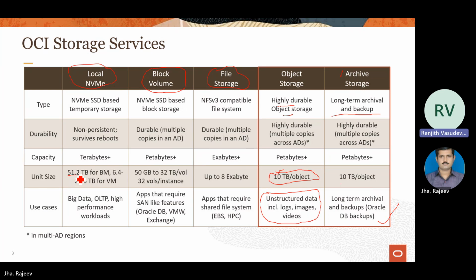52 TB. Yes, 51.2, because partitioning will also take some size, so the billing will happen for 52 TB. Okay, I understood. So if you are using the bare metal service, this is the case. If you are using the virtual machine, that means 25.6, that means 26 TB billing will happen to you. Okay, I understood. Yeah, it's clear. Please continue.